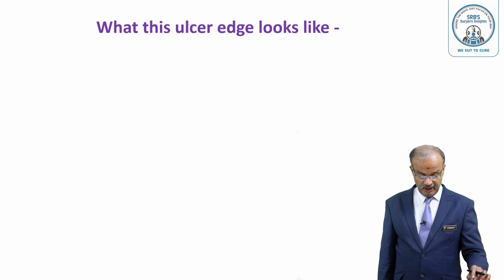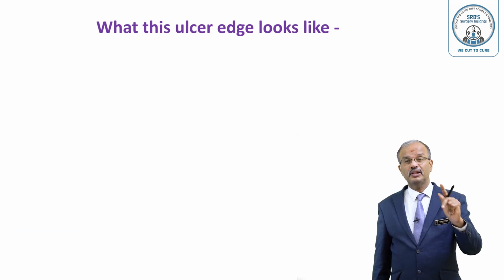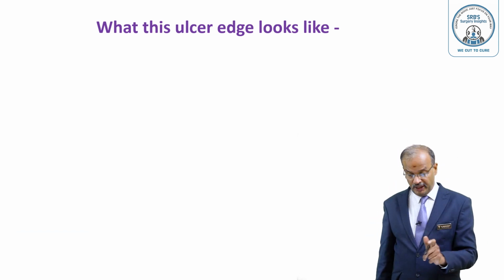Dear students, we will have a discussion about the case. Just look at the clinical finding. The clinical sign, it is a case with the sign. What does the ulcer edge look like? Very typical. You know that an ulcer has got an edge, margin, floor, base, and surrounding area.